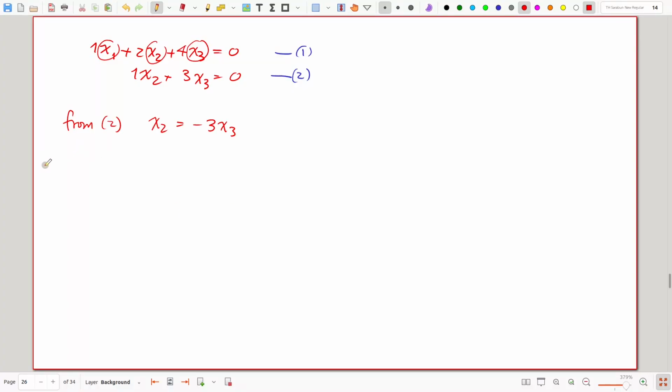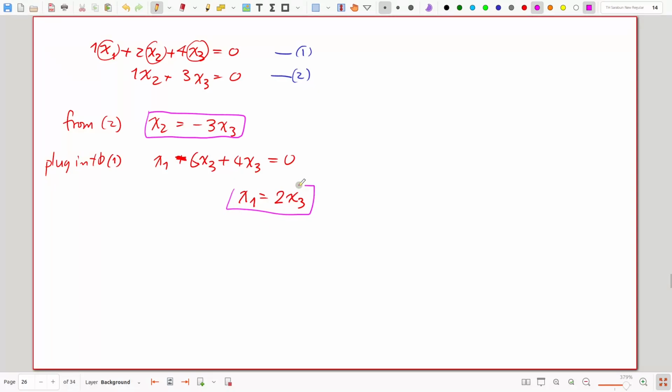Okay, we plug in to equation 1. So we have x1 equals 2x2. So 2x2 becomes minus 6x3 plus 4x3 equals 0. Okay. If you solve it, you see that x1 equals 2x3. Okay, so we know that x2 is this, x1 is this. These two variables depend on x3.